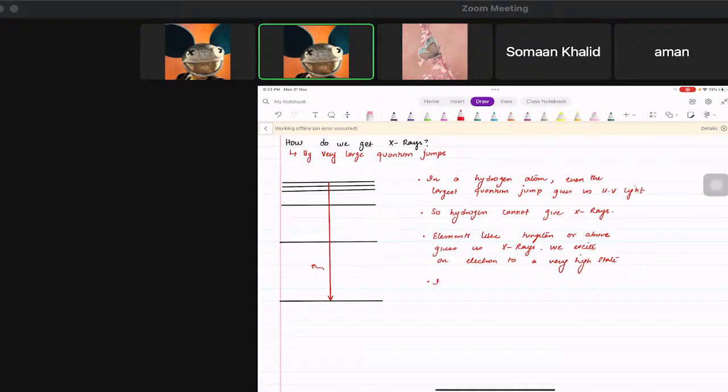Now, in order to do so, we use a very wasteful technique, and that is basically the direct bombardment of beta or beta radiations, whatever you call it. All right.